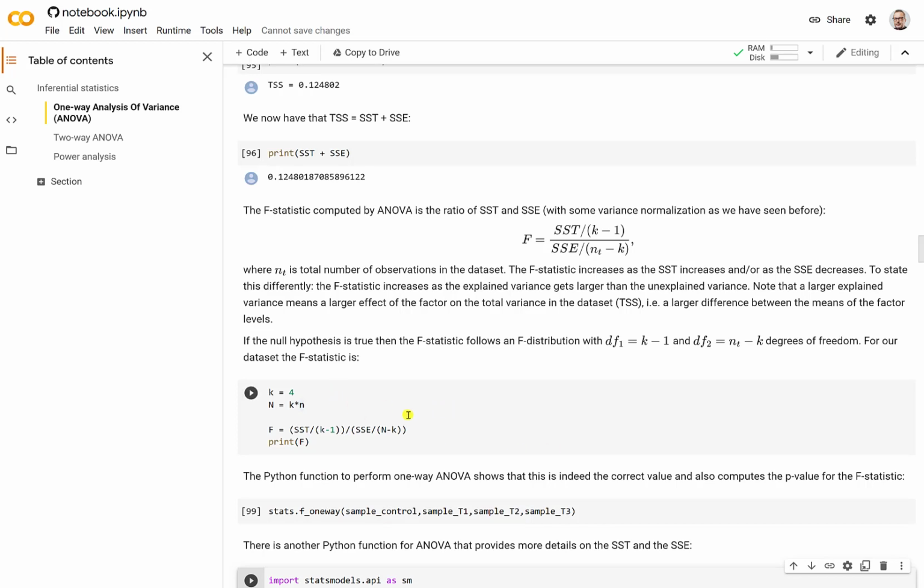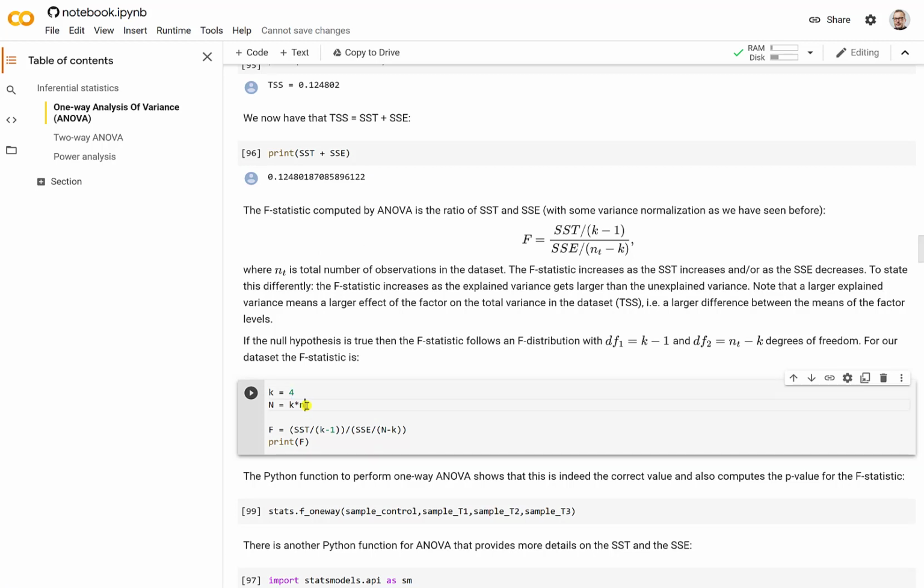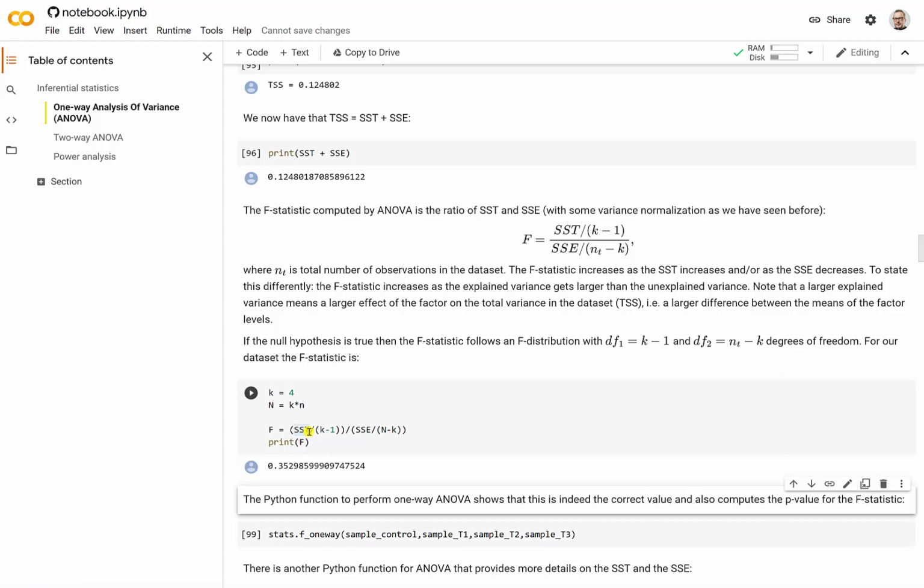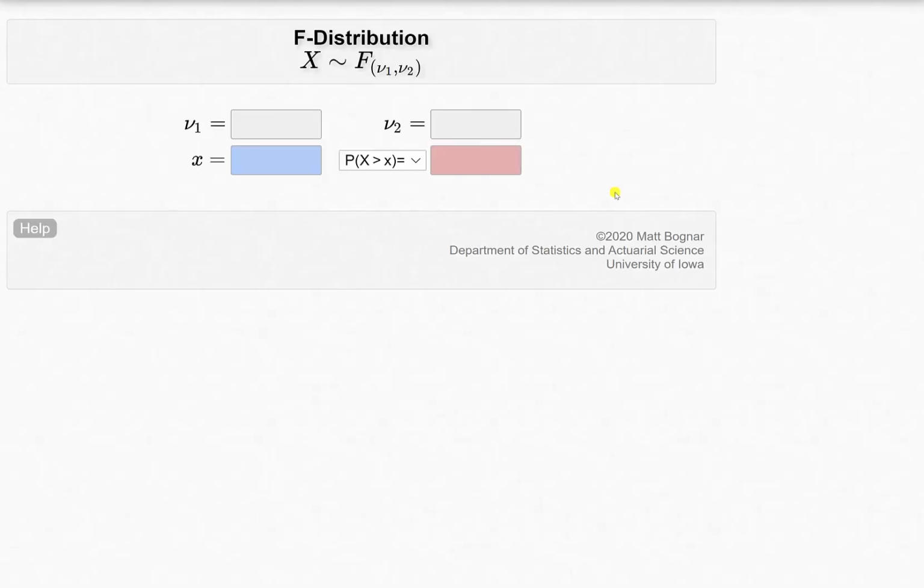So now we can compute the F statistic for our data set. So we had 4 groups, we had 12 samples in each group, so the total number of observations is n here. If we then use this formula here to compute the F statistic, we get this value, right? And so we have to compare that against the correct F distribution. So we can do that here with this nice tool that you can see here from these nice people.